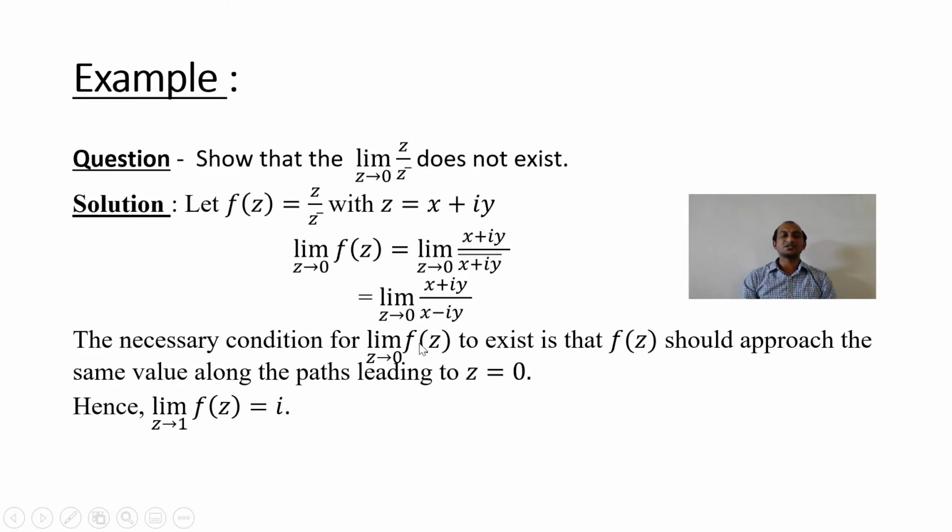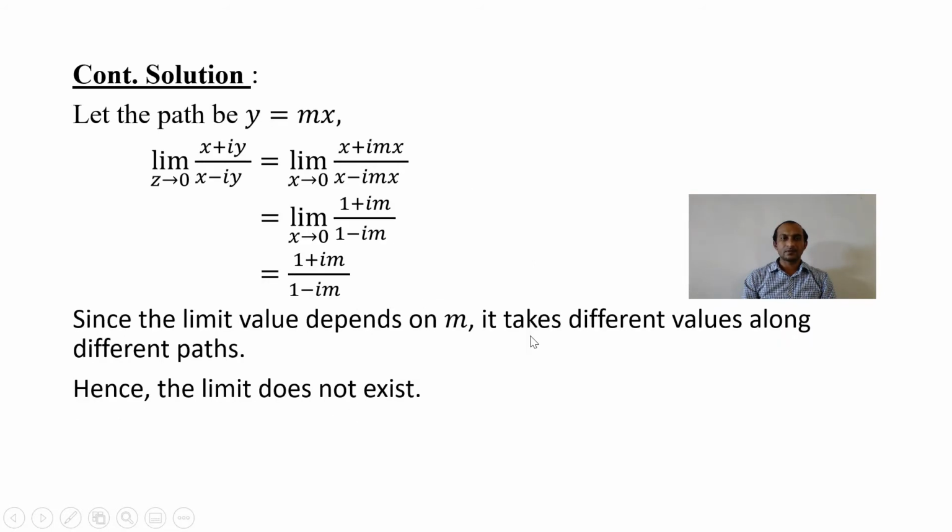So the necessary condition for limit z tends to 0 of f of z to exist is that f of z should approach the same value along every path leading to z equal to 0. Okay, so for this limit apply the path method. That means there are several variable methods. If you are given more than one variable, then apply path, right?